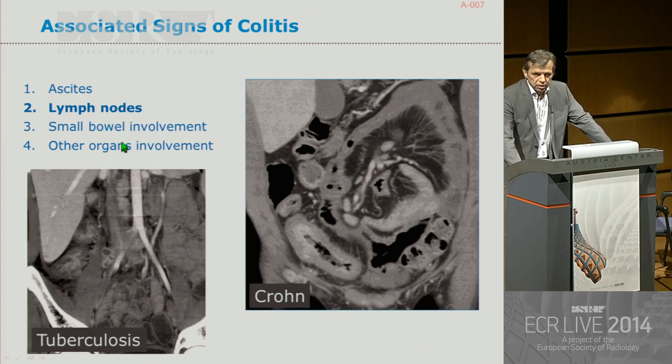Another associated feature that you have to look for and that can orient the diagnostic is the lymph node. Here are two cases: a typical lymph node; here, an inflammatory enlarged lymph node that you can find in Crohn's disease, for example, very large and enhanced lymph node. And here it's a case of a very typical hypodense necrotizing lymph node in tuberculosis.